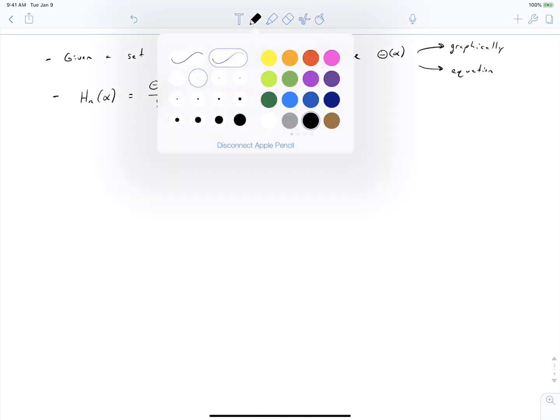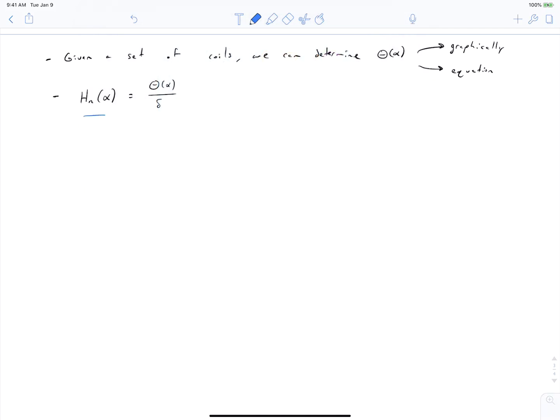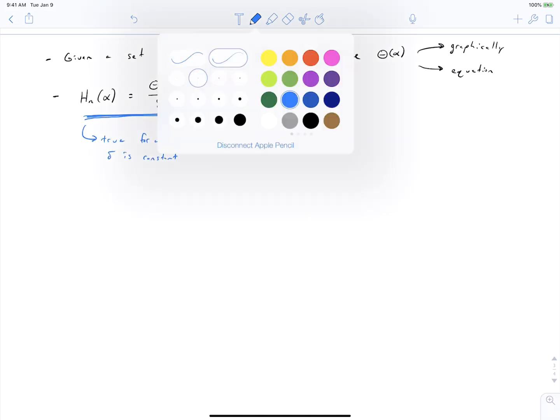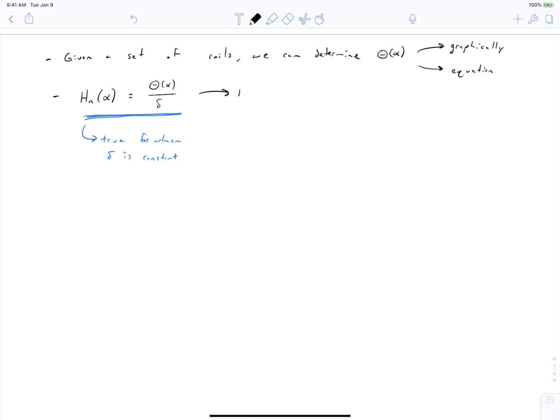And the real punchline here is that if you know your current linkage, you can calculate your H field by just dividing it by the air gap length. And so this is absolutely true for when your air gap length is constant, because we proved it. And if you have your H field, then of course you can get your magnetic field. In your air gap, it's just going to be mu naught times H. And remember, your magnetic field is your actual physical quantity in the system.